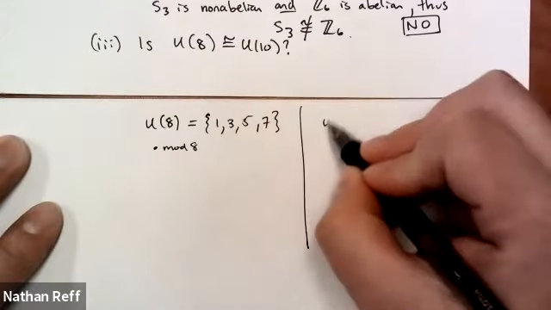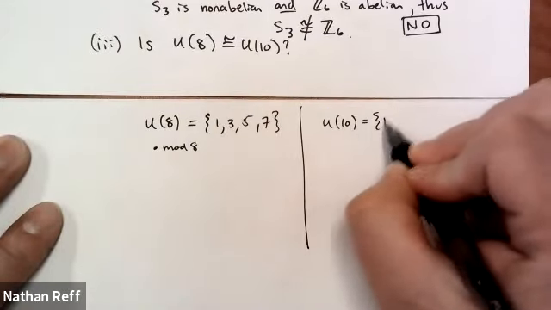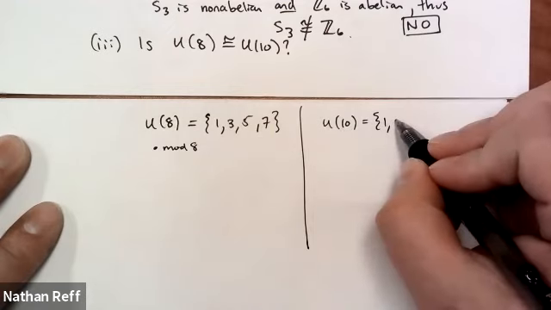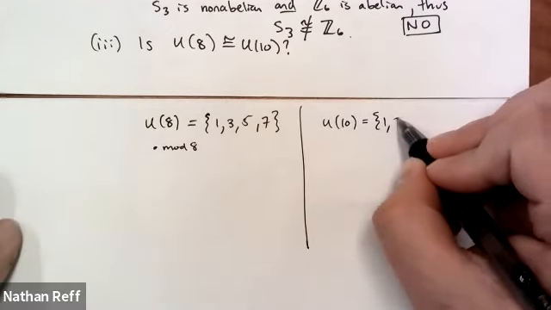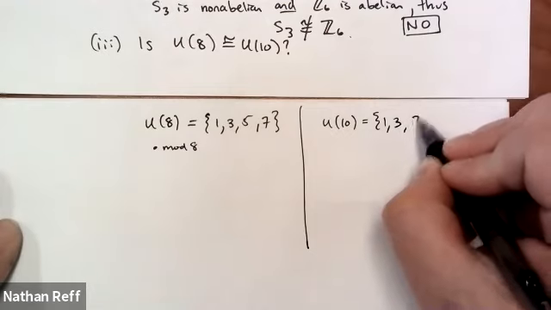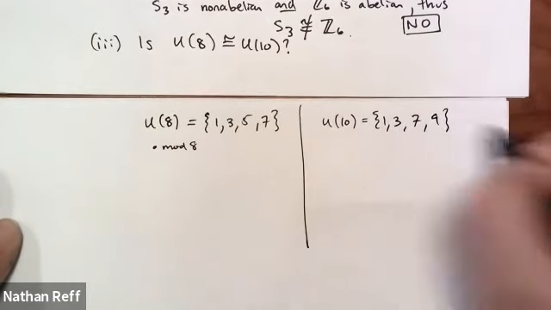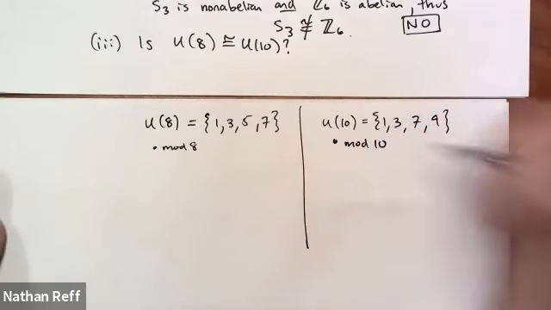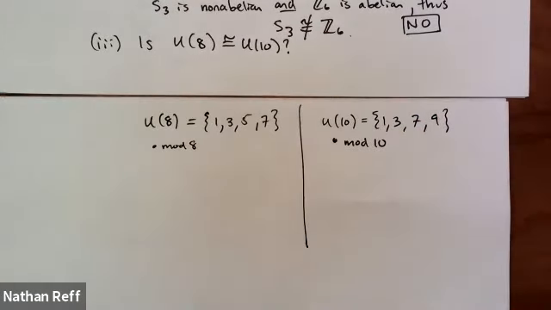Okay. And U10 will have 1. It won't have any evens, right? 1, then 3, 7, 9. Okay with that? And this one, multiplication modulo 10. Okay. Now, the next thing that you usually are going to do is, well, first of all, they have the same order, right?